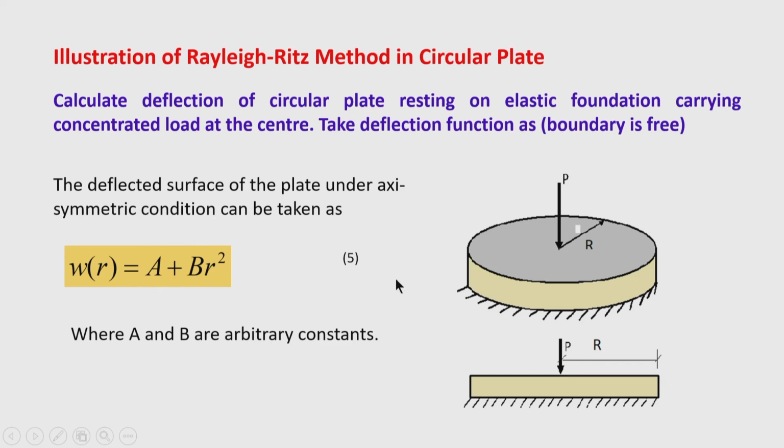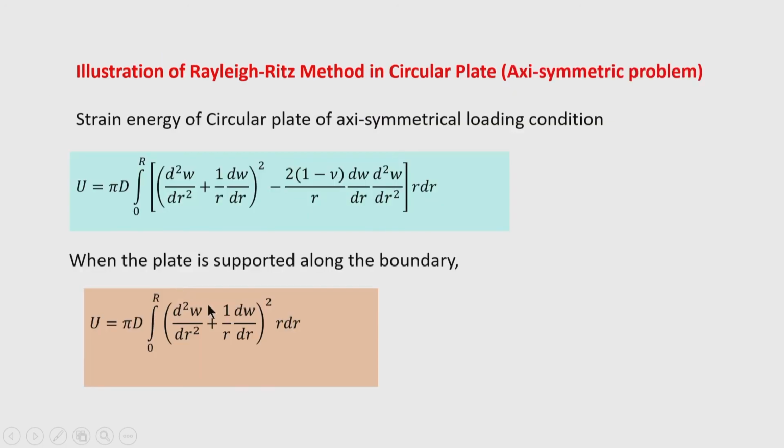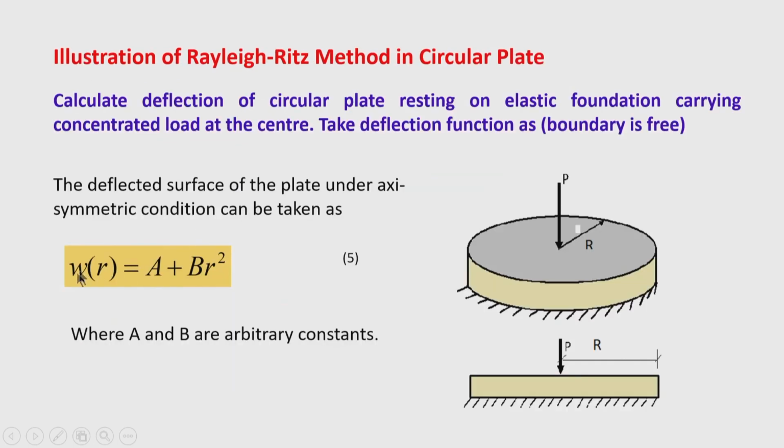displacement, but you also mind that rigid body displacement will not contribute to the strain, and hence there will be no contribution of strain energy due to rigid body motion. This is obvious from the strain energy expression that you have seen here, which contains the second derivative as well as the first derivative. So, if I take a deflection as A plus B r square, then the first derivative as well as the second derivative of the constant A will be 0. So, the rigid body displacement, if it is there, will not contribute to the strain energy expression.